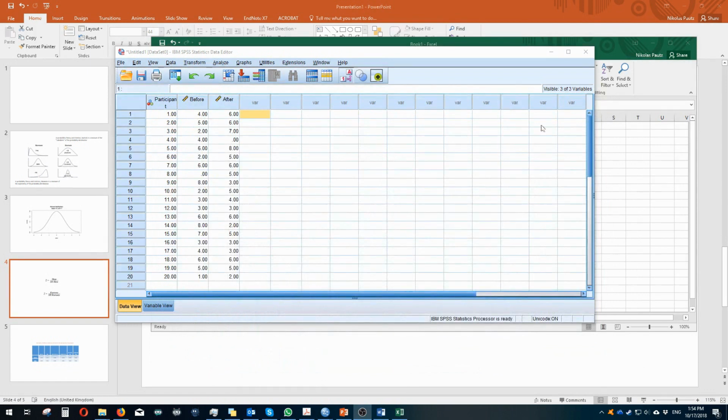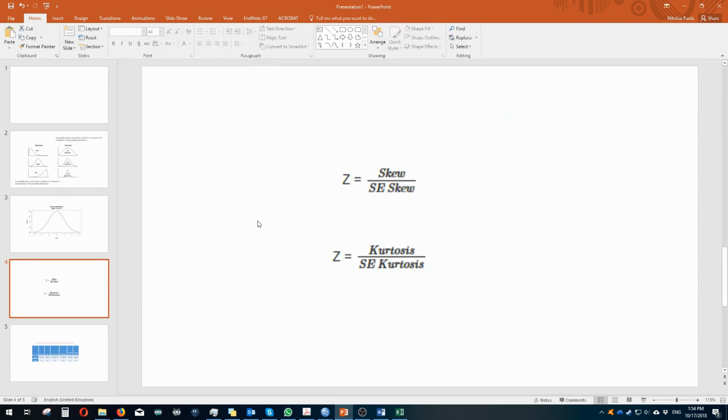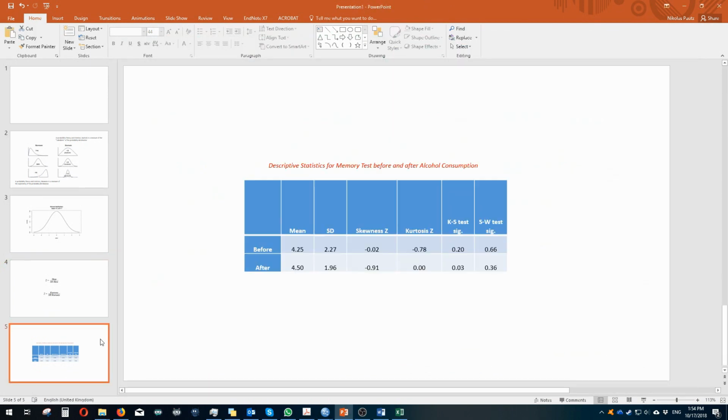That's normality done. So just as an example of how you can report these outcomes, I put this table together. The descriptive statistics for the memory test before and after alcohol consumption. So before we have a mean of 4.25, a standard deviation of 2.27, z-skewness of negative 0.2, z-kurtosis of negative 0.78, a KS test significance, and SW test significance.